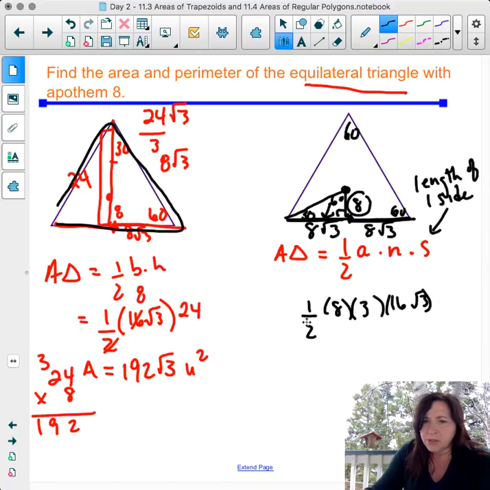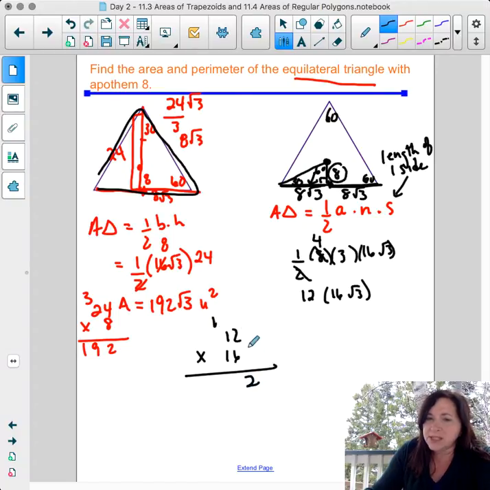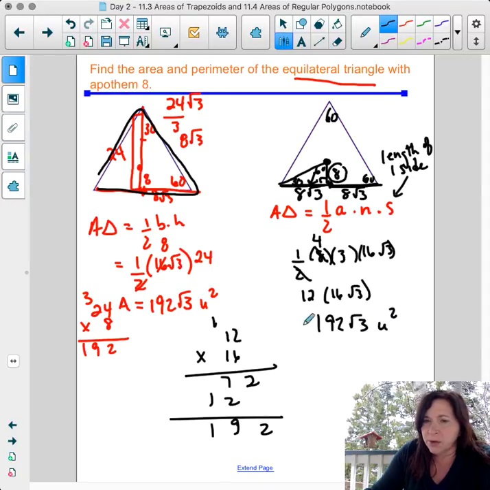And remember, 2 divides into 8 4 times. 4 times 3 is 12. So we have 12 times 16 root 3. So let's see, 12 times 16. 6 times 2 is 12, 6 plus 1 is 7, 2, 1. So I get 192 root 3 units squared again.